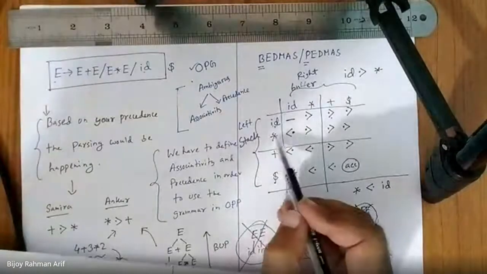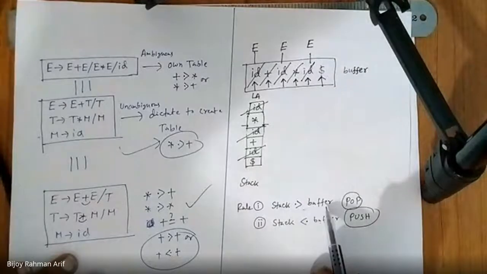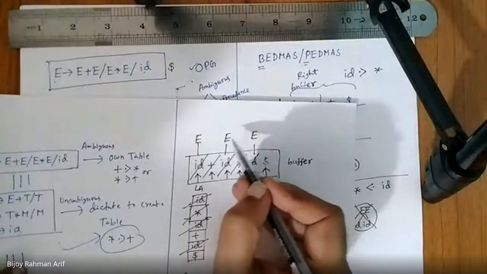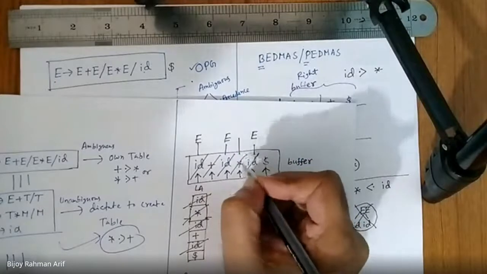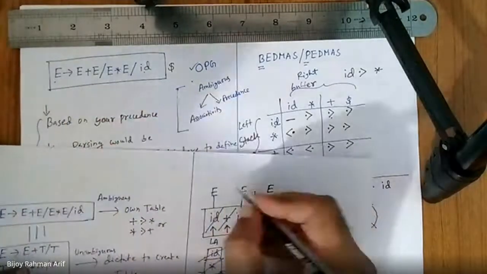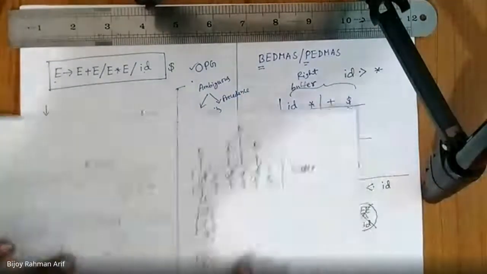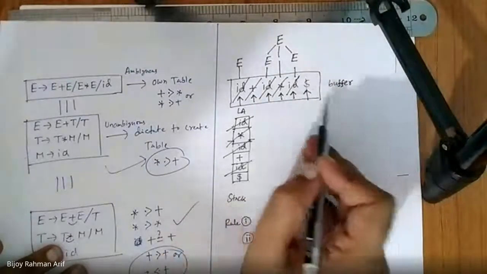Stack is star and buffer is dollar. Which one is bigger? Star is bigger. So stack is bigger than buffer. What are we going to do? Pop. Now see, we have E star E, and as it is an operator grammar with a star in between, there is only one rule on the right-hand side, E star E, which becomes E.